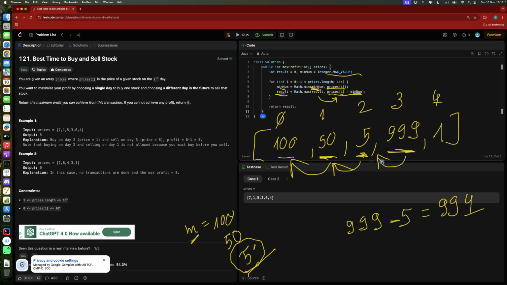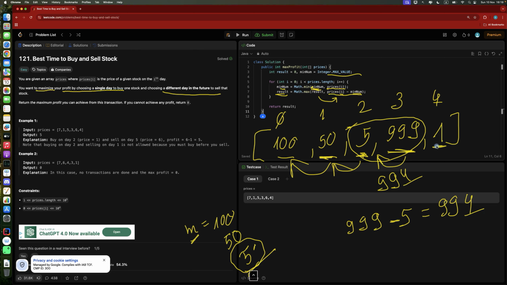And we have done one transaction here. Okay, we have done this transaction, and in this we have a profit of 1994. So they tell us we want to maximize our profit, but choose a single day to buy. We have only one chance, right? And choosing a different day in the future to sell that. We have only one chance to buy and sell and to get the maximum profit.